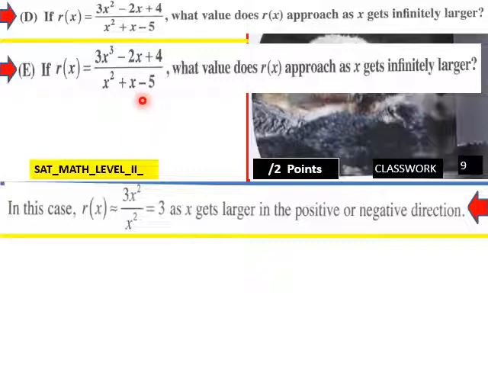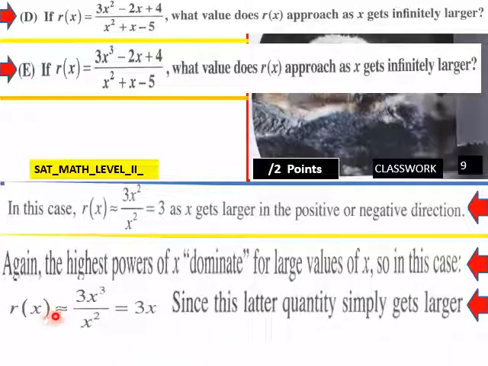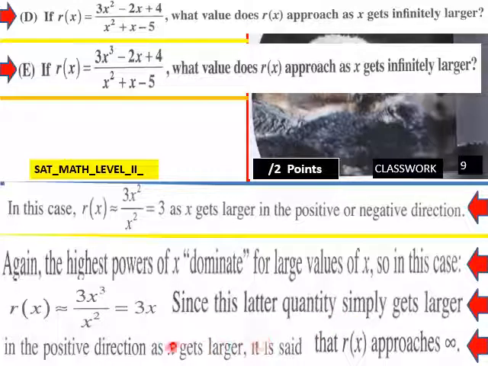E, if r of x equals 3x cubed minus 2x plus 4 over x squared plus x minus 5, what value does r of x approach as x gets infinitely larger? In that situation, the highest powers of x dominate for large values of x. So in this case, r of x will equal 3x cubed over x squared, which will reduce to 3x. Since this latter quantity simply gets larger in the positive direction as x gets larger, it is said that r of x approaches infinity, or positive infinity.